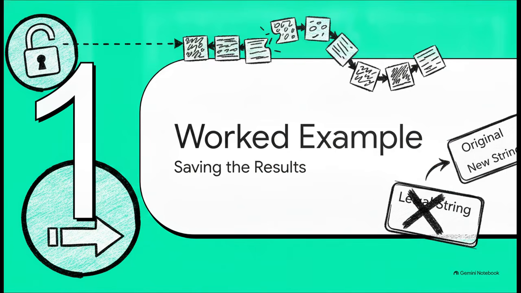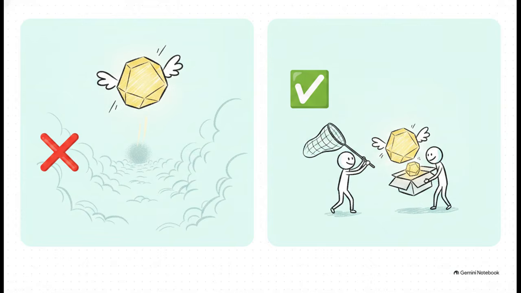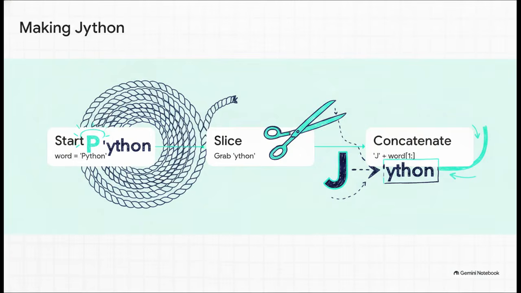Worked example, saving the results. Let's look at a quick example to see how this rule completely changes the way we have to write our code. This comparison brilliantly illustrates the difference. If you just type word.upper(), that new uppercase string is created by Python, for sure. But it immediately flies away into the void because you didn't catch it. The correct Python way is to actually assign that newly returned string to a variable. By typing loud_word = word.upper(), you're saving that brand new copy so you can actually keep it and use it later in your program.